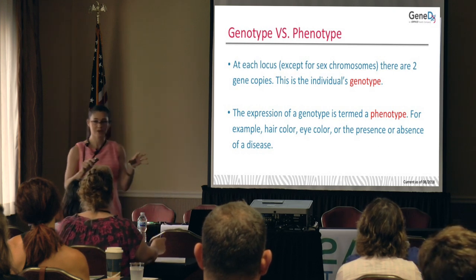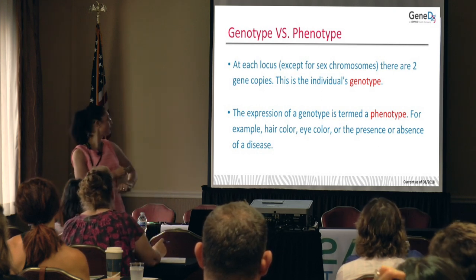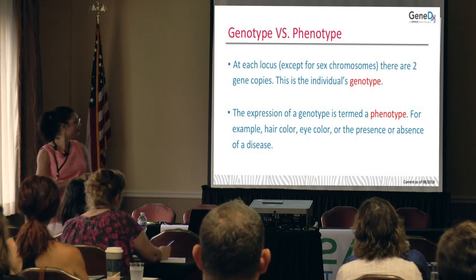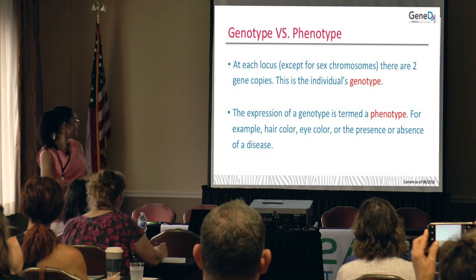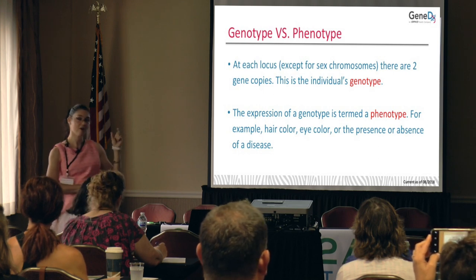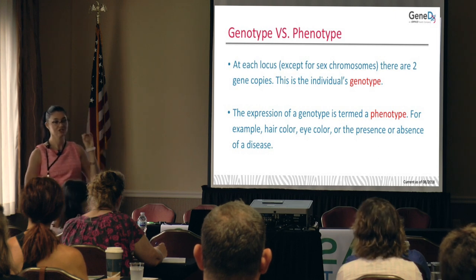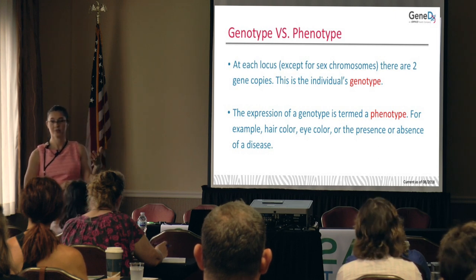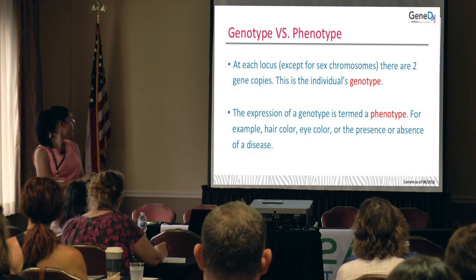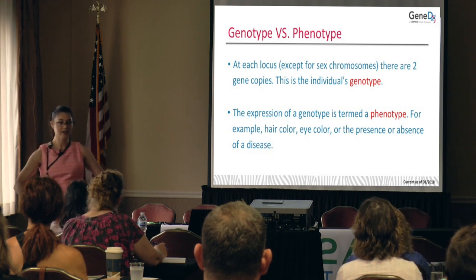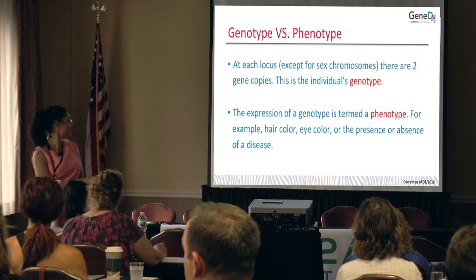Okay, one more set of terminology, and then we'll get on to something more interesting, maybe. So genotype versus phenotype. At each locus, or each spot, remember I said we have two copies of each gene. When we describe the actual genetic change, that's called the genotype of the person. When we describe what effect that change has on the body, we're talking about the phenotype.